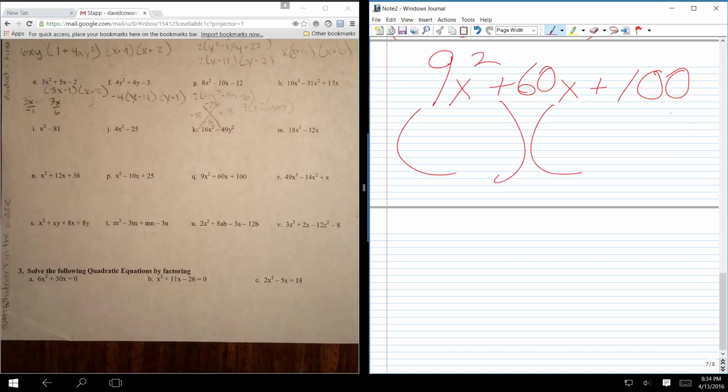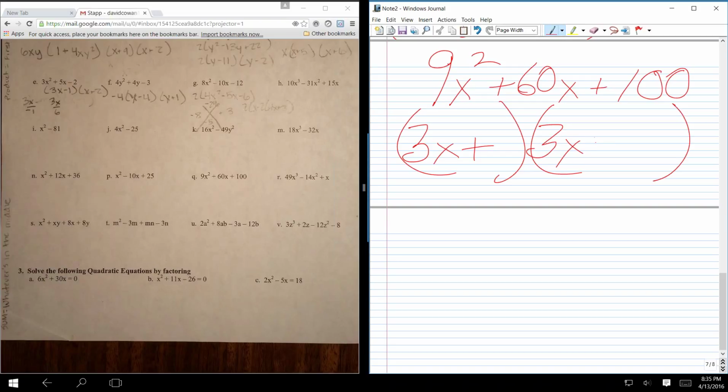Now, how do you split up the 9x squared? That's 3x in both. That's the best thing to start with. It doesn't have to be the right answer. It could be 9x and x. Notice that if it was 9x and x, that would multiply to give you 9x squared. So this is a trial and error process. What are both signs? They're both going to be positive.